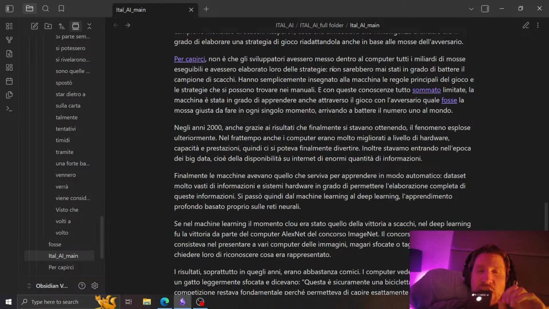I think it's saying to make clear it's not that developers had put inside the computer all of the millions of executable moves and elaborated their strategy. Esatto, hai centrato il senso. In pratica stai chiarendo che non è che i sviluppatori avessero inserito nel computer tutte quelle mosse possibili e strategiche, ma che attraverso un altro meccanismo l'intelligenza artificiale è riuscita poi a elaborare le sue strategie in modo autonomo.